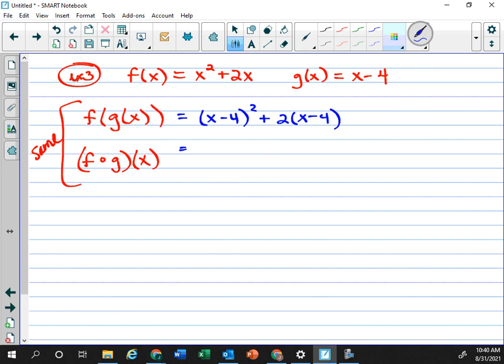And this we do want to multiply out, because we could simplify it by multiplying. So I've got x squared minus 8x plus 16 plus 2x minus 8. So I end up with x squared minus 6x plus 8. So there's my composition. Now let's talk domain.